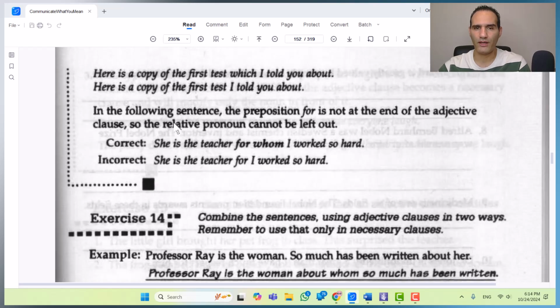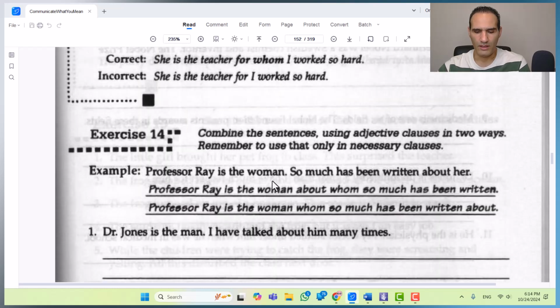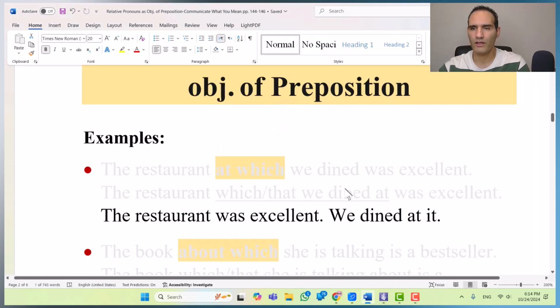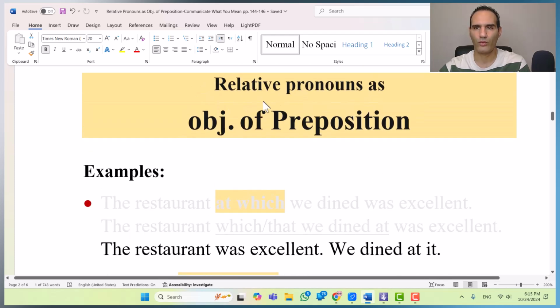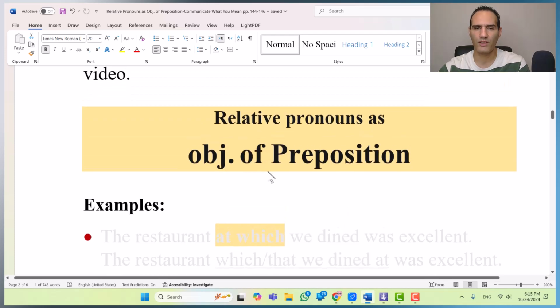And of course, you know that if the preposition comes before the relative pronoun, the relative pronoun cannot be omitted. She is the teacher for whom I work so hard. Correct. She's the teacher for I work. Incorrect. It could be she is the teacher I work for so hard. Okay. It is easy and everybody knows about it. Now let's go to the word file and see what we got here. So your mind is ready now for the relative pronouns as object of preposition.